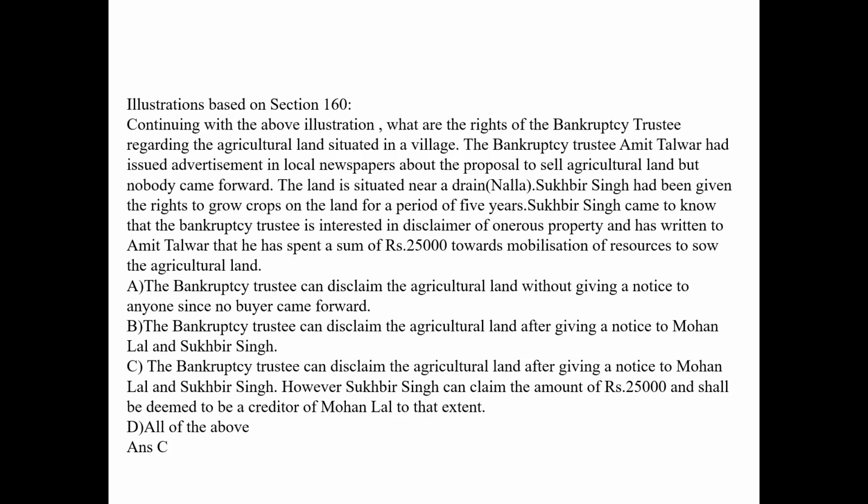So the third option is correct: the bankruptcy trustee can disclaim the agricultural land after giving a notice to Mohan Lal, who is the owner, the bankrupt, and Sukhbir Singh. Sukhbir Singh is the person interested because he was given that land for sowing crops. However, Sukhbir Singh can claim the amount of rupees 25,000 and shall be deemed to be a creditor of Mohan Lal, the bankrupt, to that extent, because he has spent this money towards mobilization of resources to sow the agricultural land. Right?